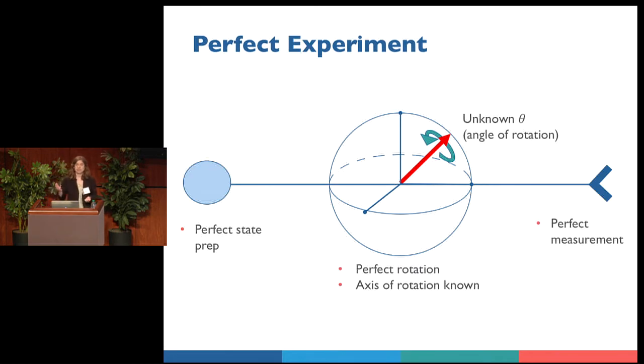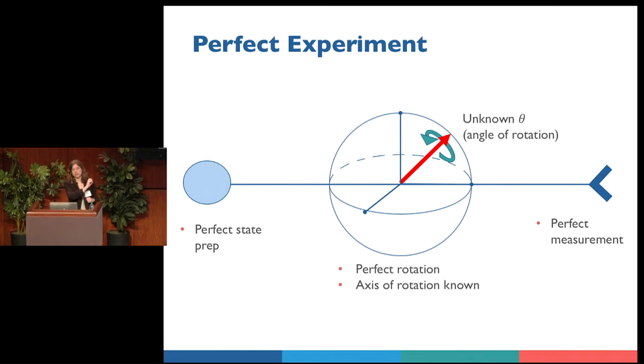But the first thing I'd like us to consider is what happens if we have a perfect experiment. So in my perfect experiment, we have perfect state preparation, we have perfect measurement, and we know everything about this gate. We know it's a perfect rotation. We know its axis of rotation. The only thing we don't know about it is this angle theta.